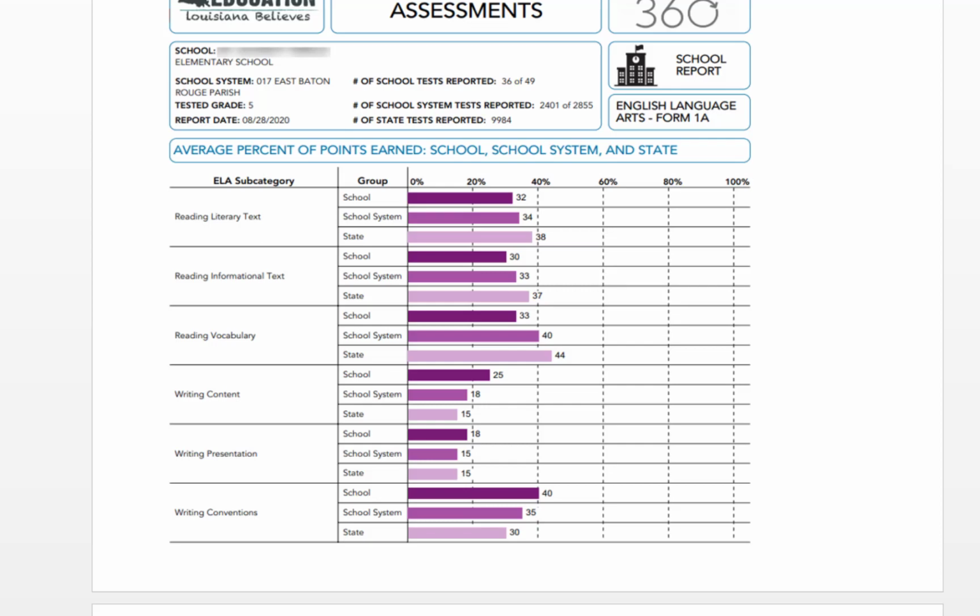And then you have the school system. So for the school system, EBR, there were 2,855 students in those test sessions for grade 5 ELA, and only 2,401 completed all sessions, and the teacher scored the writing response. And then you have the number of state tests reported. So in the state, almost 10,000 students took all sessions, and their teacher scored.